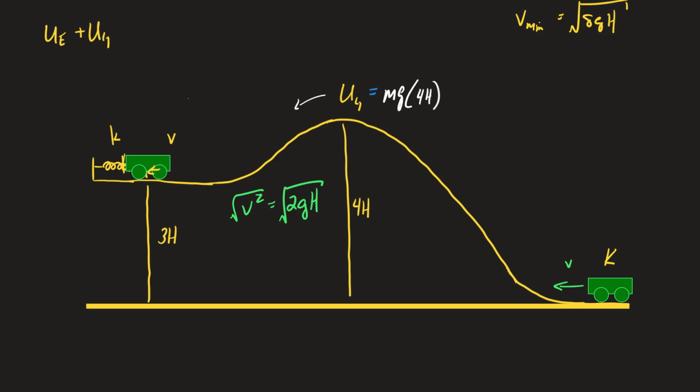Gravitational. But that still has to be equal to the mg times 4h that we had before. The total amount of energy has not changed. So I'm going to set this equal to mg times 4h, the amount of energy we had at the top of the hill. So that's going to be 1/2 k delta x squared plus mg times 3h equals mg times 4h.